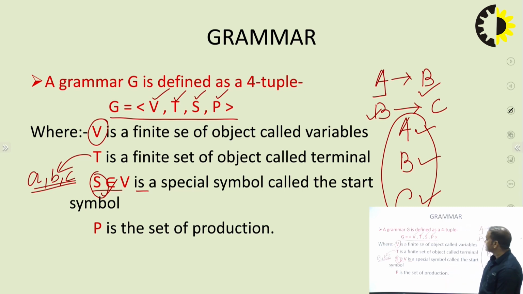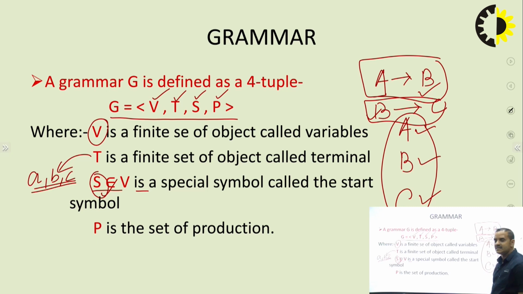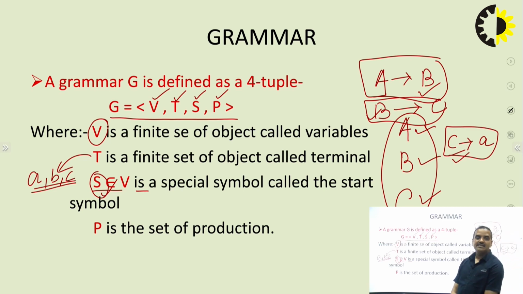And P is the set of productions. Production means if we write like this, then it is called production: A derives B, A derives C, C derives small a. Such a notation is called production. Production is also used to derive the given string by replacing the symbols.